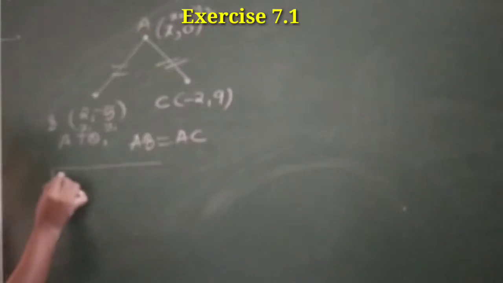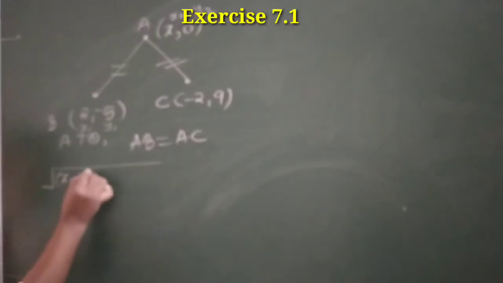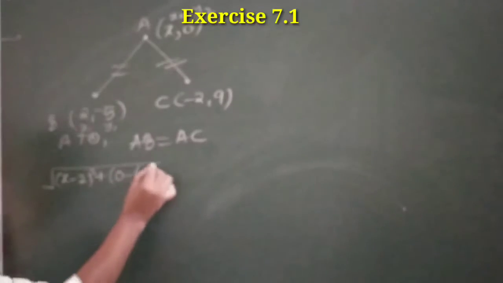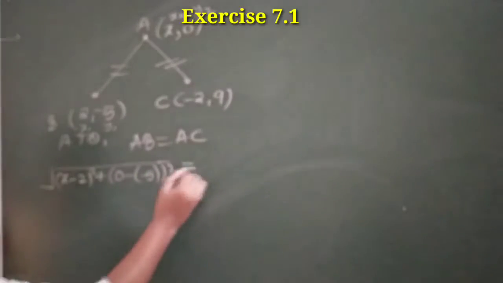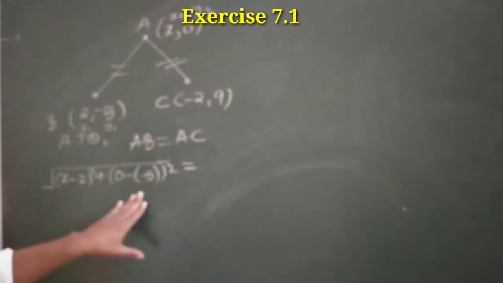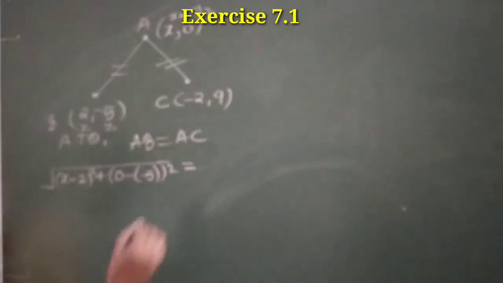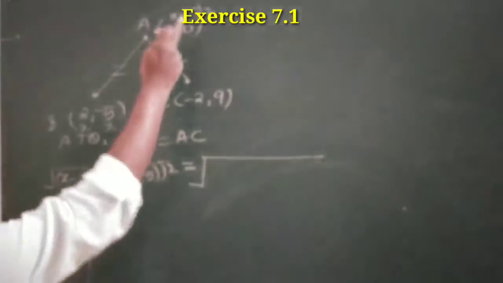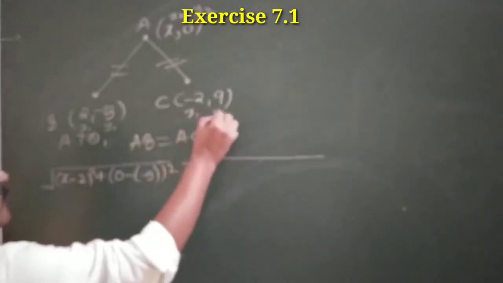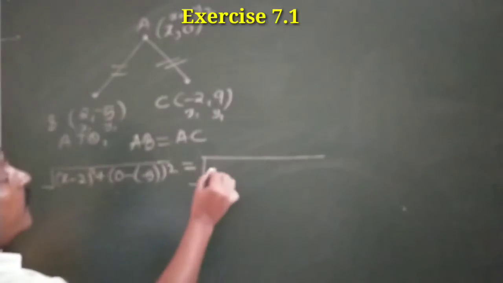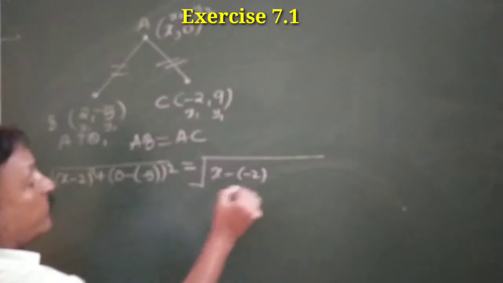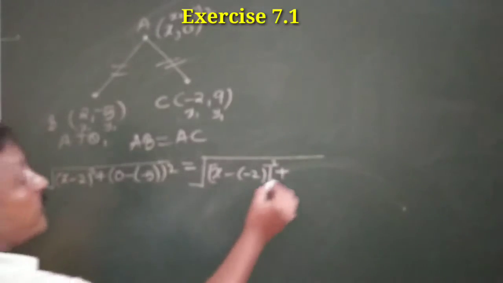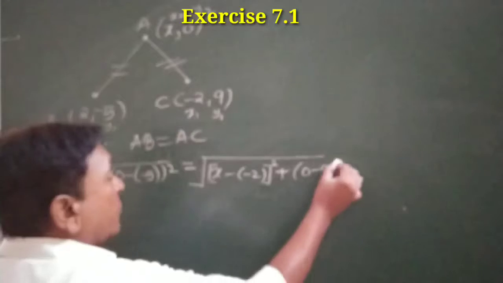x2 minus x1, meaning (x minus 2) whole square, plus (0 minus 5) whole square. I have told you, if any value is negative then you have to substitute it in brackets. Now find out AC. We have x2, y2, just give it the name x1, y1. So (x minus 2) whole square plus (0 minus 9) whole square.